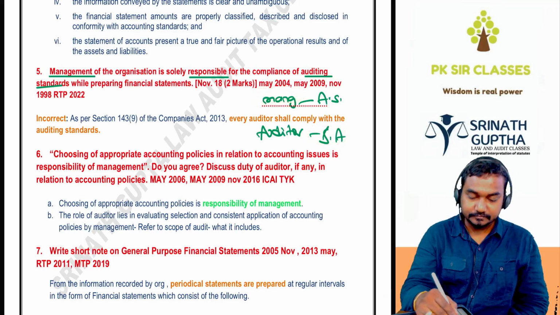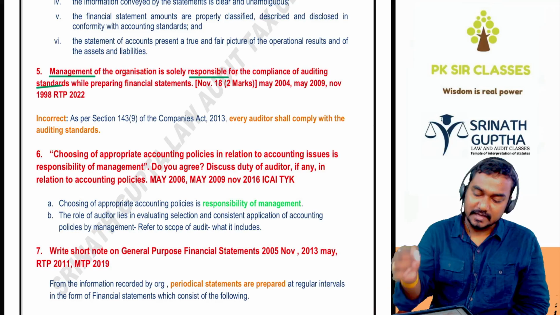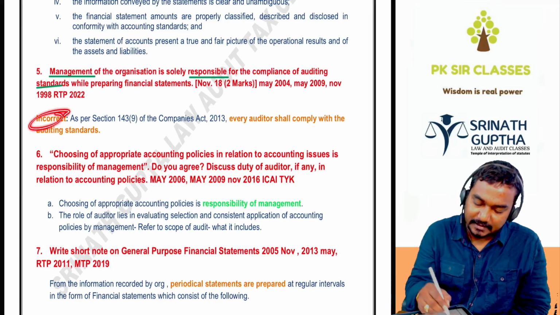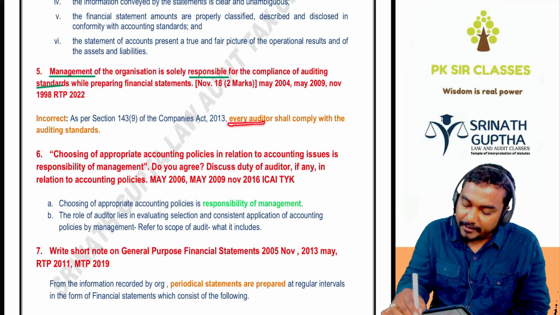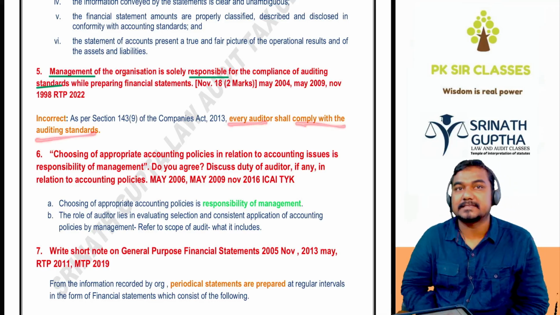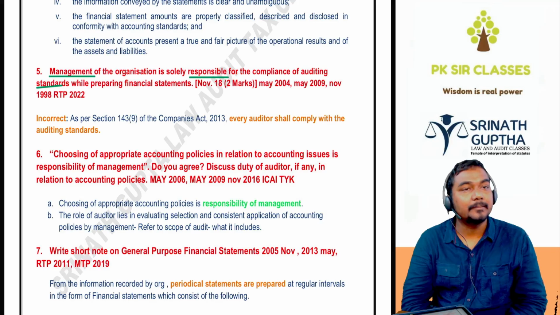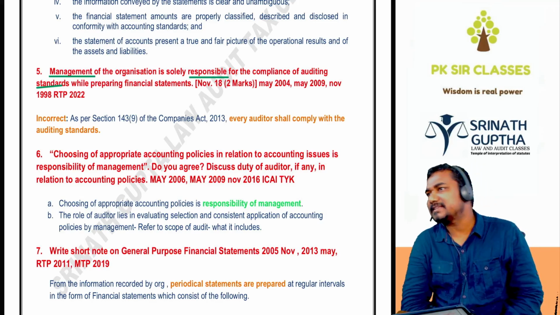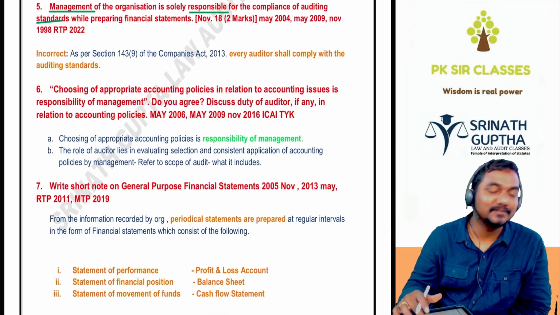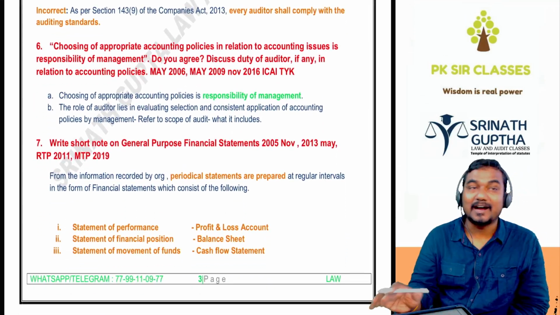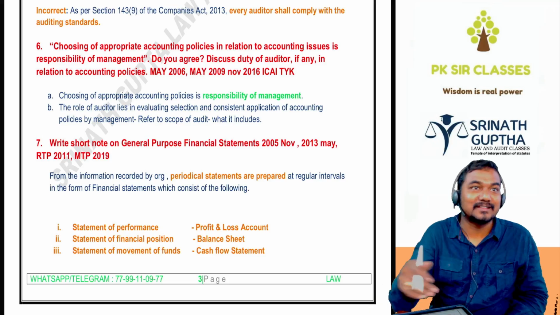True or false? This was asked so many times in the exam, beta. Incorrect. As per section 143(10) of the Companies Act, every auditor has to comply with the SAS. It is the auditor but not the management. Easy? If you write this, how many marks will you get? 2 marks. Done.